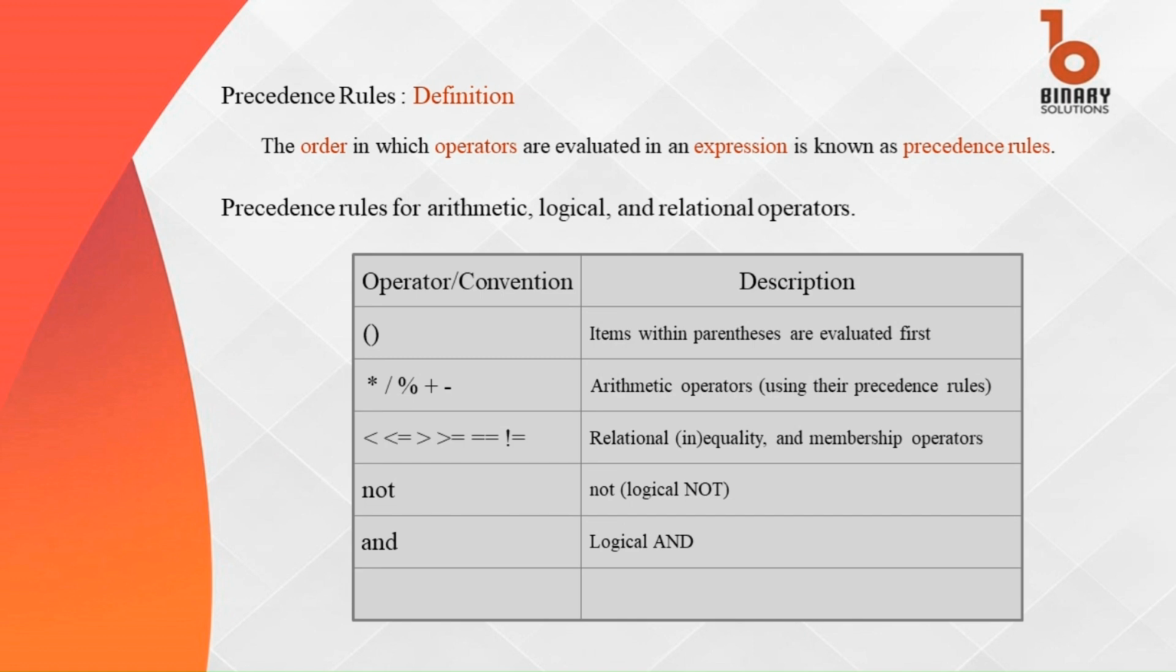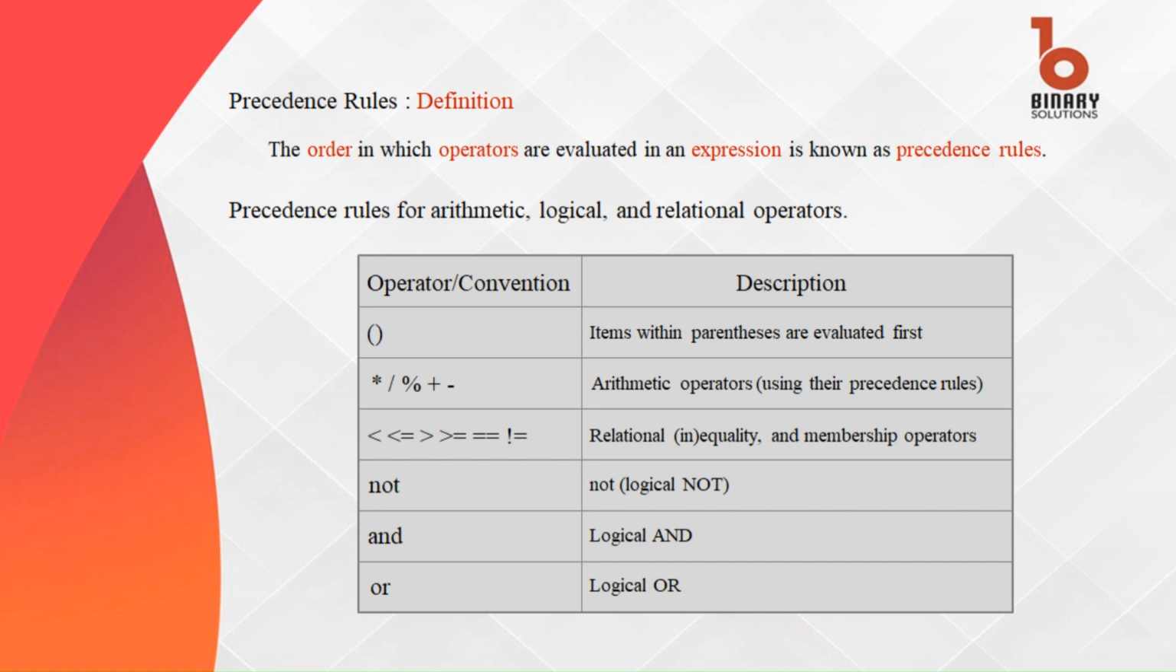Ensuring all must be true for the overall expression to be true. Finally, logical or has the lowest precedence, meaning it is evaluated last. This operator evaluates to true if at least one of the conditions is true, combining multiple conditions where only one needs to be true for a true result. Understanding these precedence rules is crucial for interpreting complex expressions accurately.